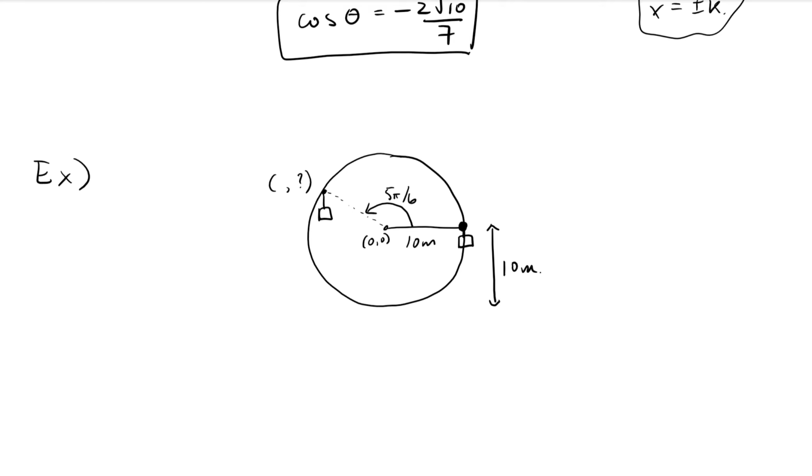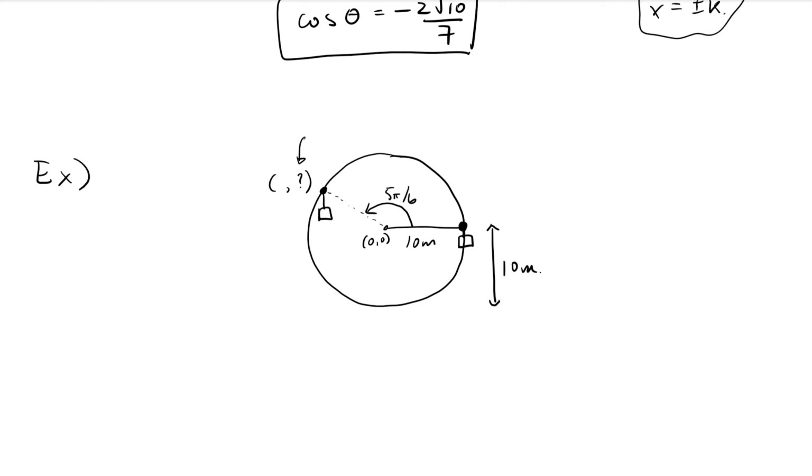And I'd like to know how high you will be after a rotation of the Ferris wheel of 5 pi over 6 radians counterclockwise. That would be a rotation of 150 degrees counterclockwise. So how high would you be? In other words, if we've got the coordinates of the cabin right here, what would be the y value?